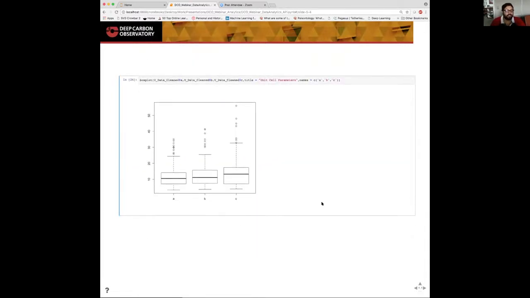You can also see the distribution of values of the various unit cell parameters. And you can see that the C parameter has a much wider distribution.